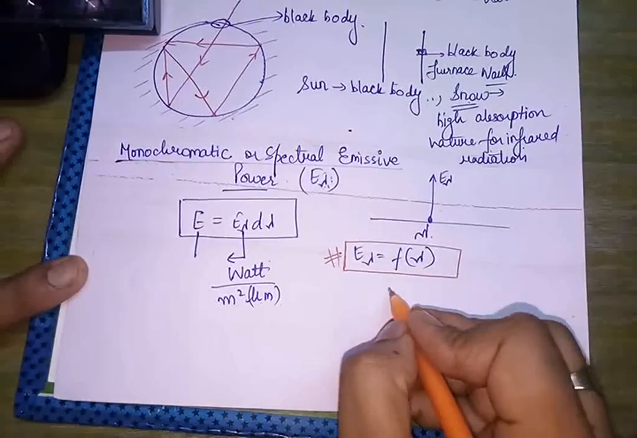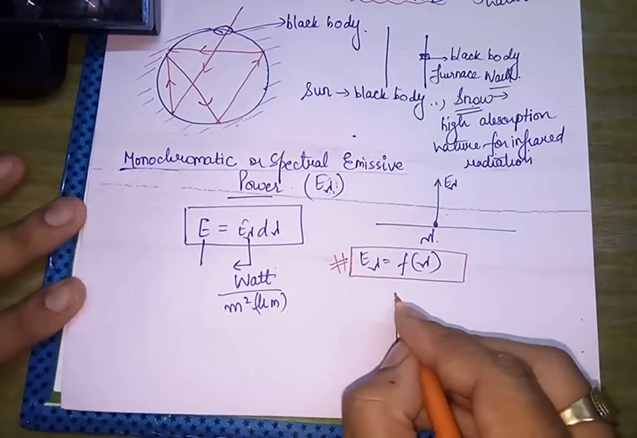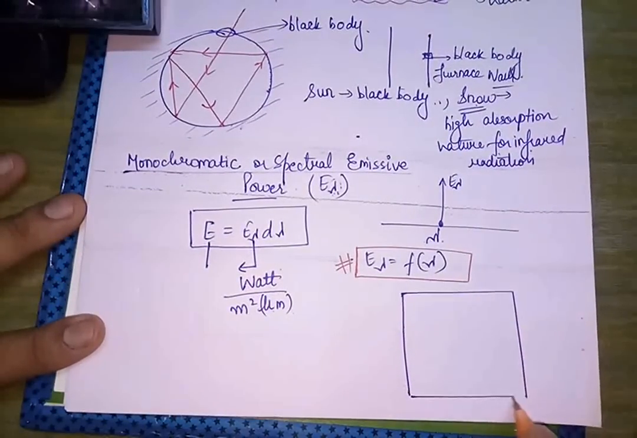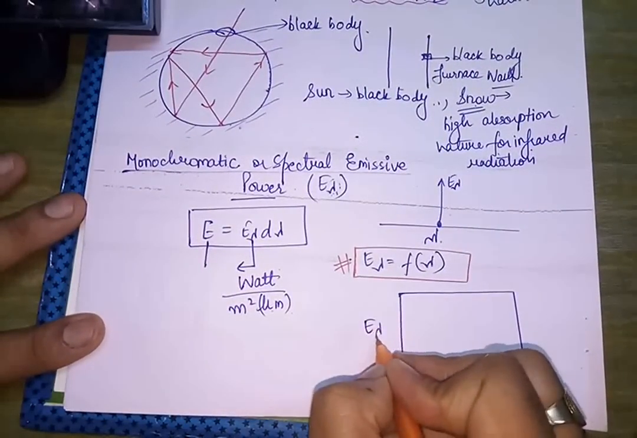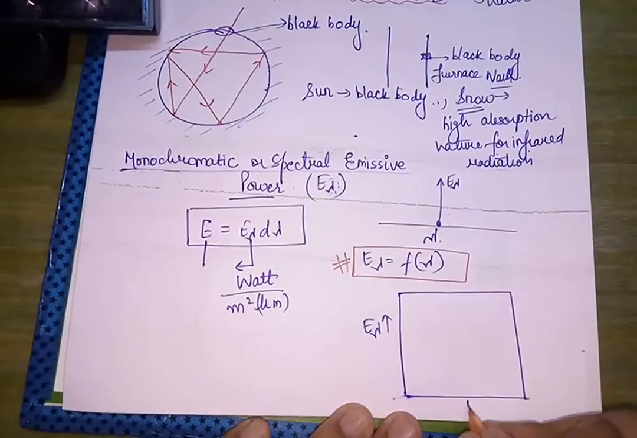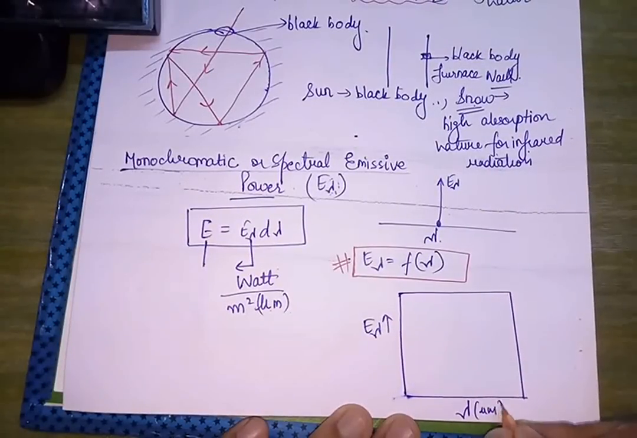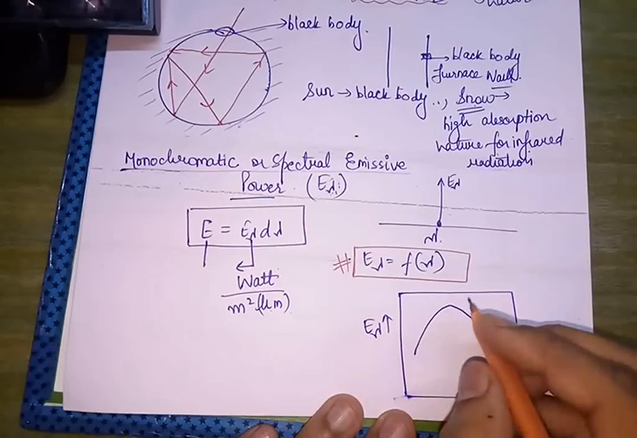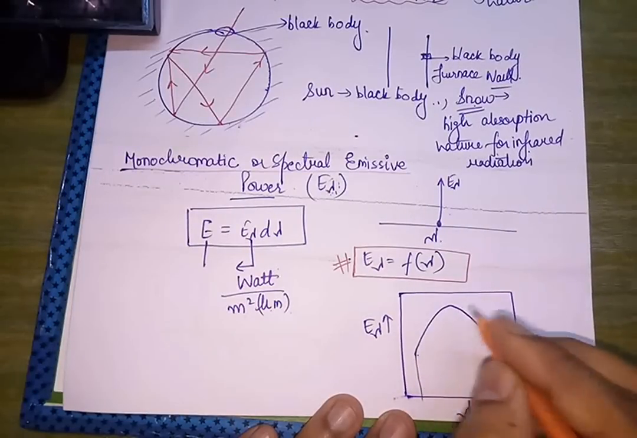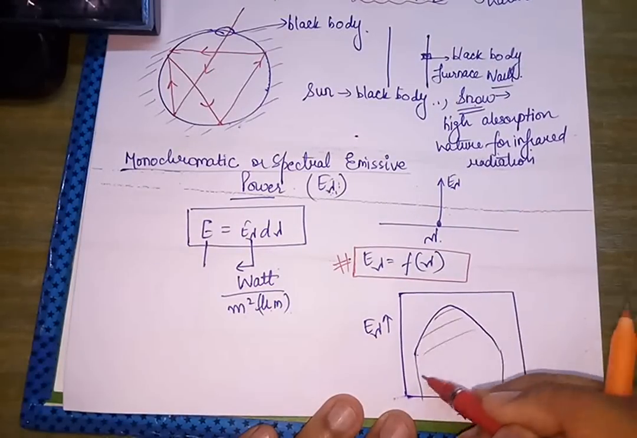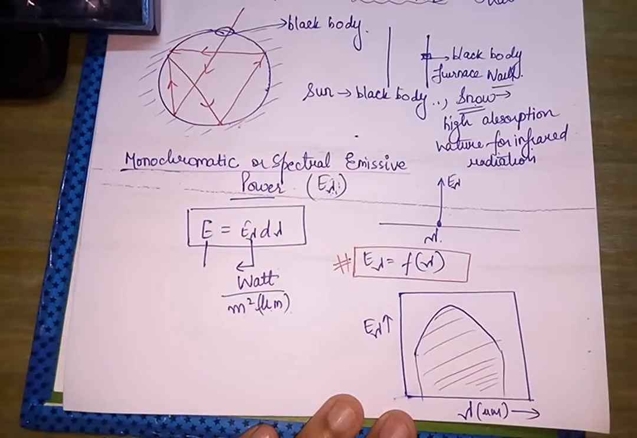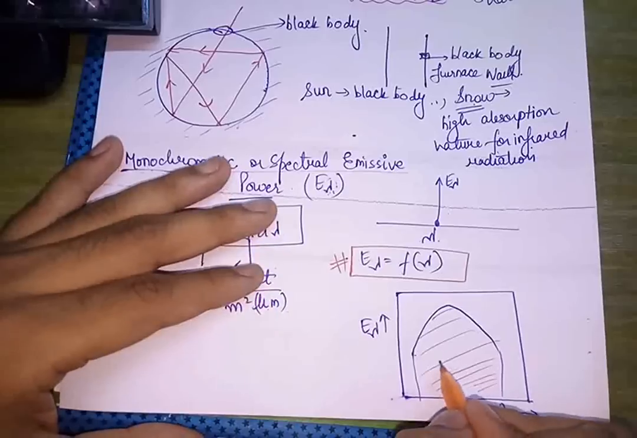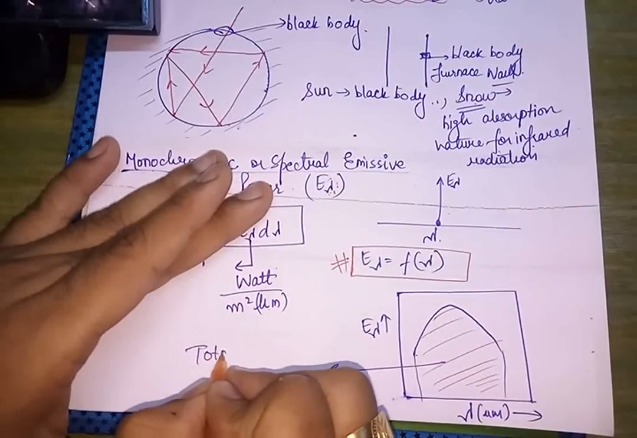Now say if we draw a graph between E lambda on the y-axis and lambda in micrometers on the x-axis, and the graph is like this. So the area occupied under this graph actually gives the total emissive power.